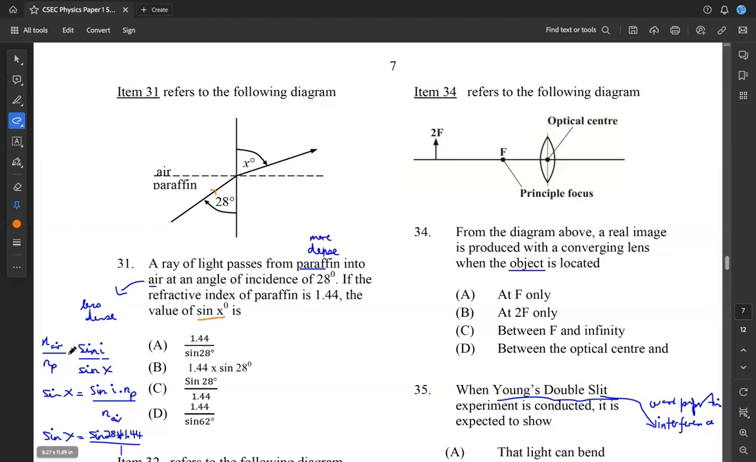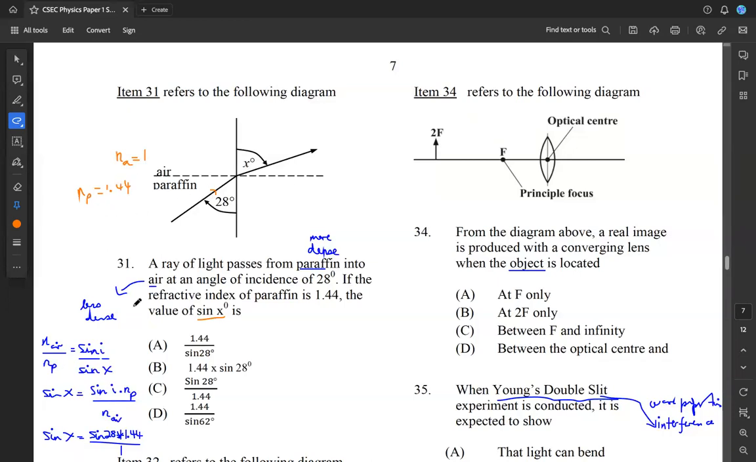To do that, you see here that we're going from a more dense medium, which is paraffin, because its refractive index is 1.44. So we're going from paraffin to air, which has a refractive index of 1. Because air is our second medium, we're going to write the refractive index of air over the refractive index of paraffin, which is the medium that we're coming from, or our first medium.